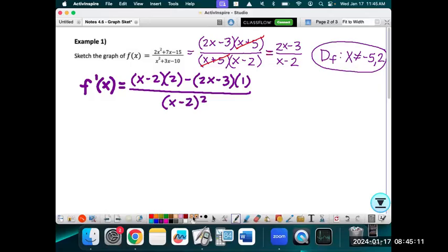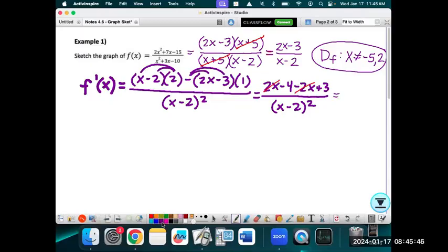So simplifying that numerator, I am going to distribute the 2. And multiplying by 1 doesn't really do anything, but I do need to distribute that negative. So we end up getting 2x minus 4 minus 2x plus 3 all over x minus 2 squared. Looks like the 2 x's will cancel, and we are going to be left with negative 1 over x minus 2 squared.